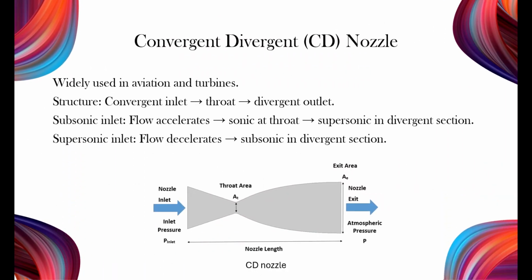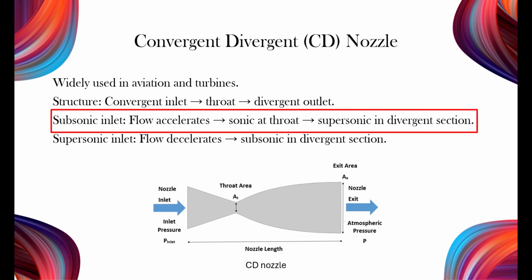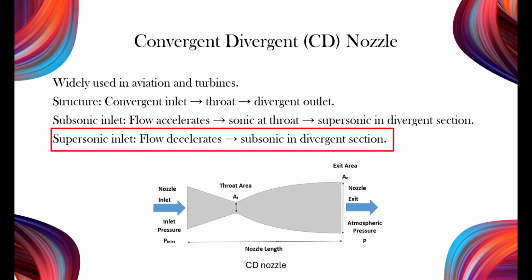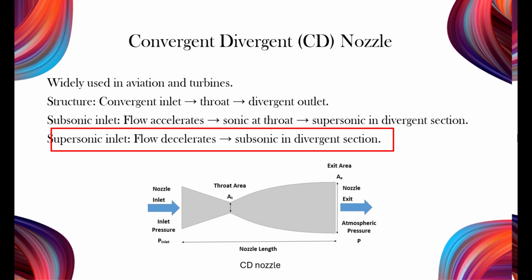A convergent-divergent nozzle, CD nozzle, is widely used in the aviation industry and in turbines. The nozzle has a convergent inlet and a divergent outlet. If the inlet flow velocity is subsonic, the flow accelerates to sonic speed at the throat and then becomes supersonic in the divergent section. On the other hand, if the inlet flow is supersonic, it decelerates and becomes subsonic in the divergent part of the nozzle.